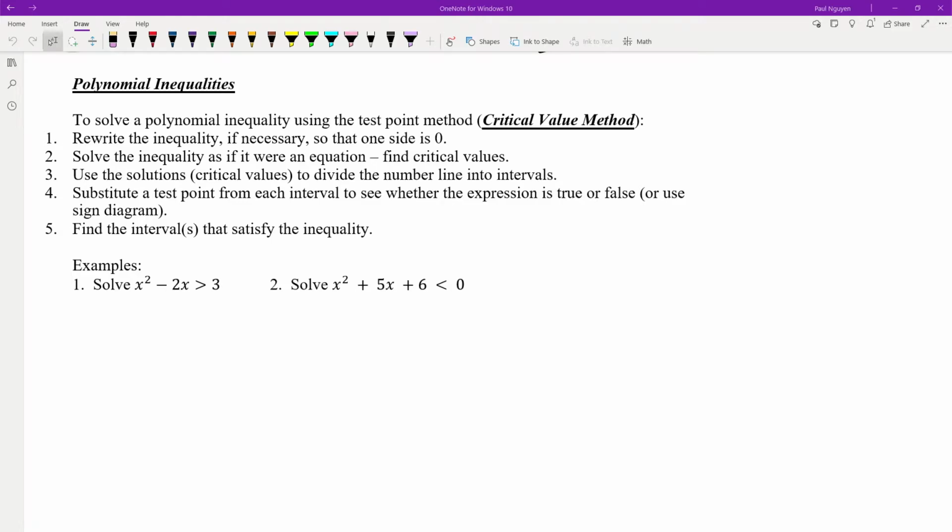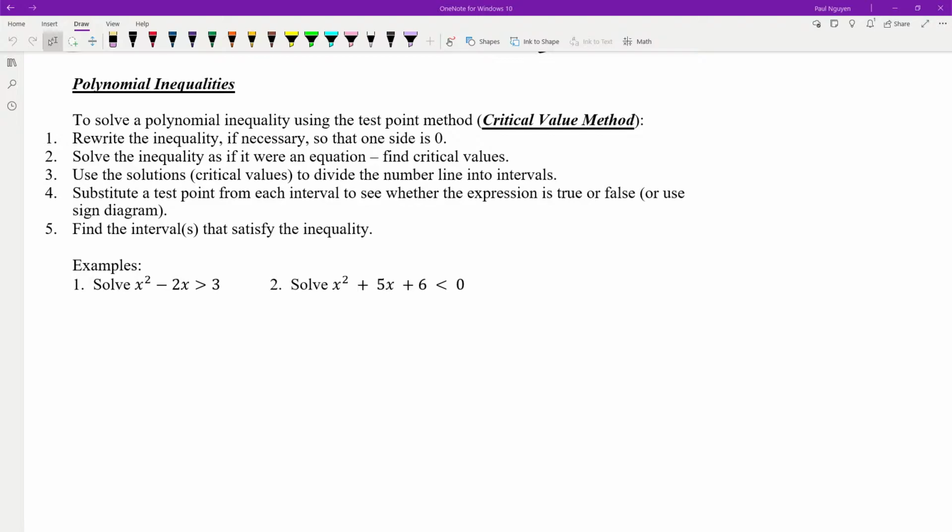To solve a polynomial inequality, we're going to use the test point method, or what's called the critical value method. We want to rewrite the inequality so that one side is 0. Then we're going to solve the inequality as if it were an equation. We want to find all of the places where that polynomial can be 0.